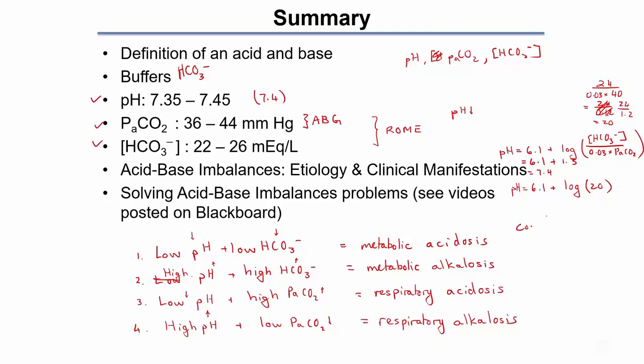So compensation has to be in the same direction, right? That's for metabolic, so it can only be respiratory. Respiratory compensation, PaCO2 levels will have to go down as well. That's hyperventilation. Remember the Kussmaul breathing. For metabolic alkalosis, again, it has to be respiratory in nature.